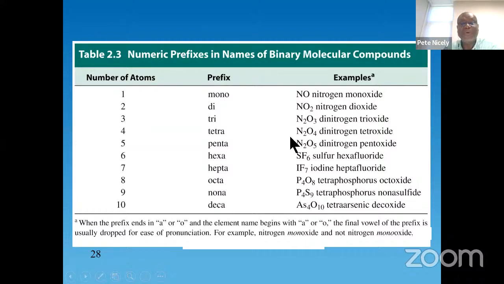Now, the first example I want to point out here is NO. That's the formula for this molecule. The name of this compound is nitrogen monoxide. Let me just mention something here, because this is a bit of an exception to the rules concerning prefixes. Remember, to indicate that there's one atom of an element, we use the prefix mono. So you might be wondering, why is this not called mononitrogen monoxide? After all, there's one atom of nitrogen here and one atom of oxygen here.